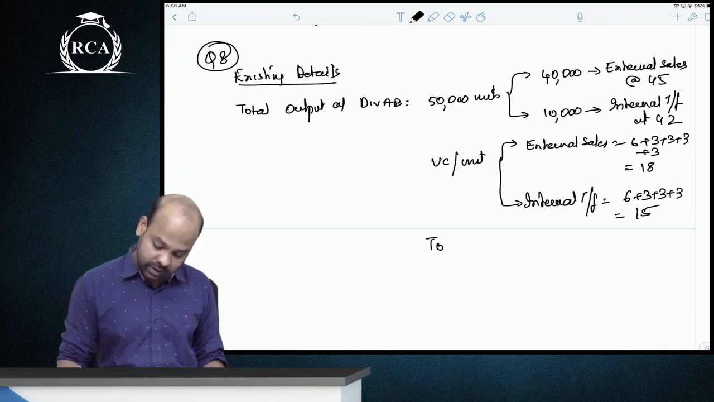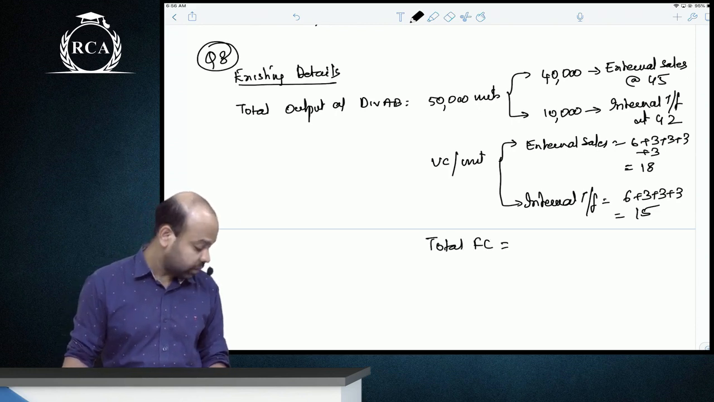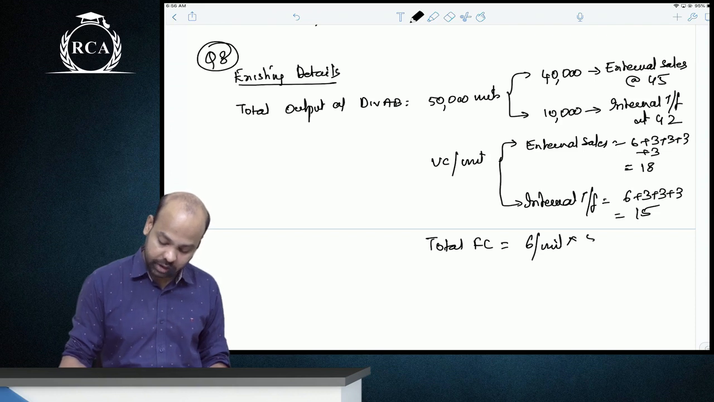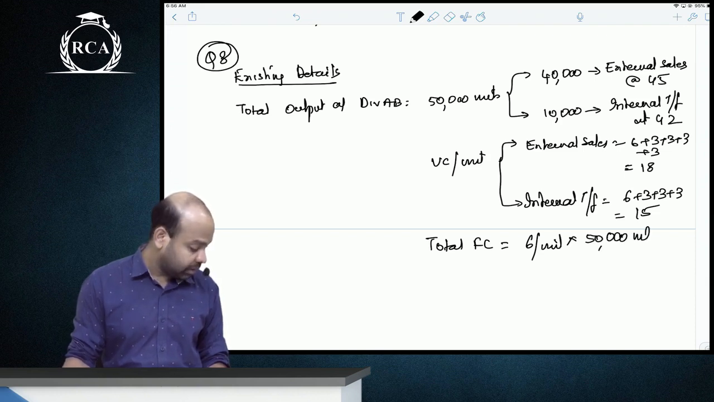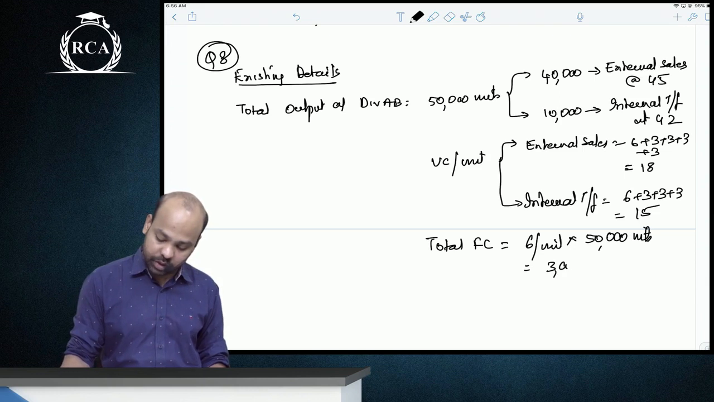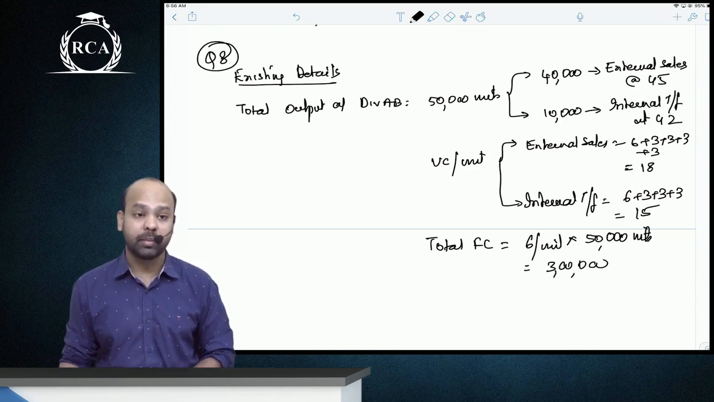Total fixed cost would be 6 rupees per unit into 50,000 units. Why 50,000 units? Because right now the output is 50,000 units. It makes sense to multiply by 50,000 units.